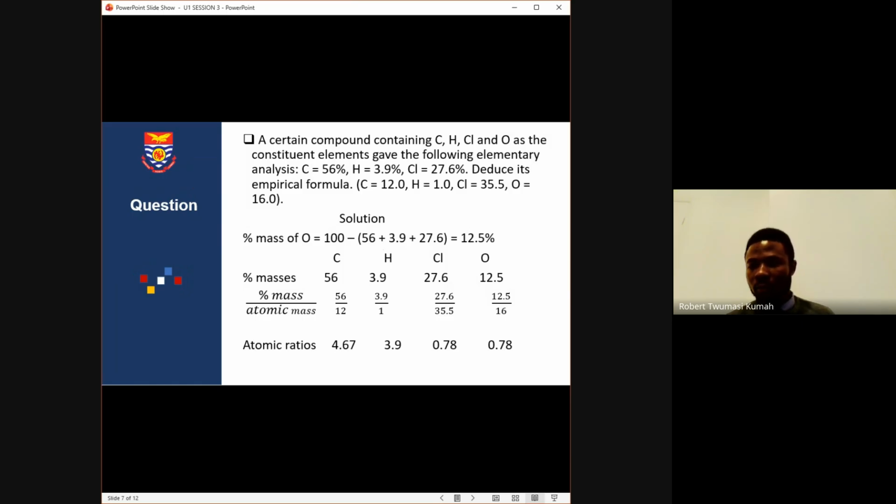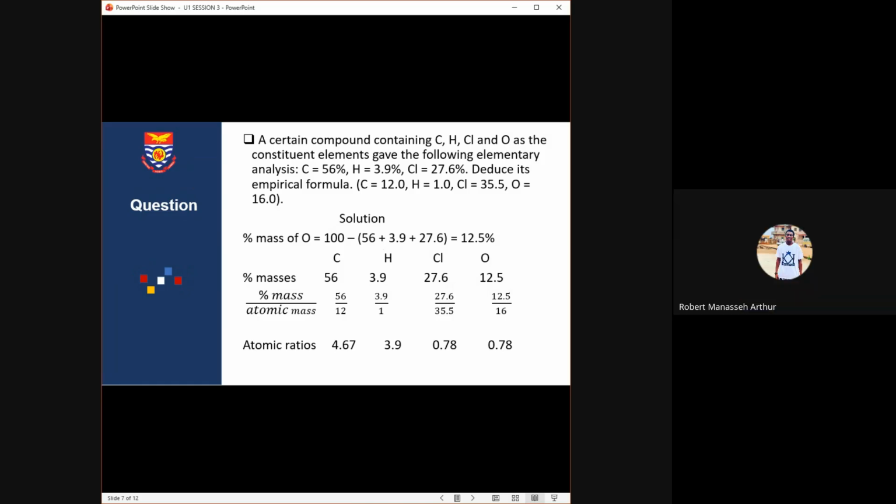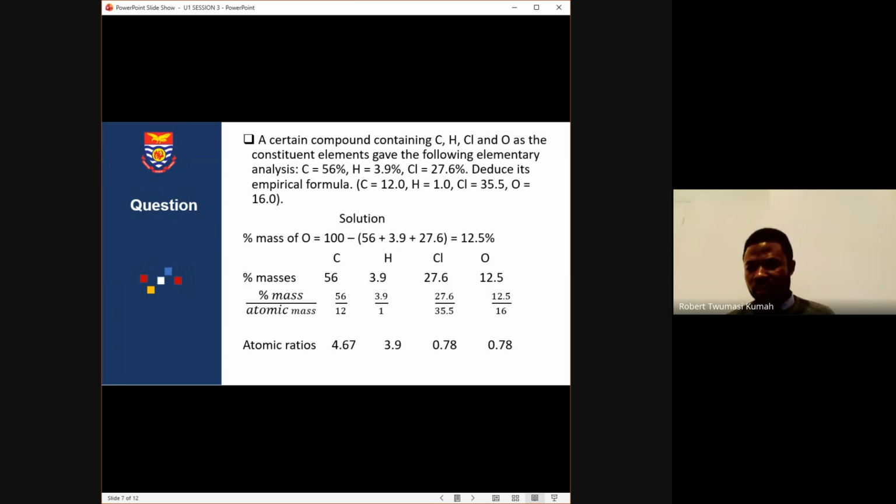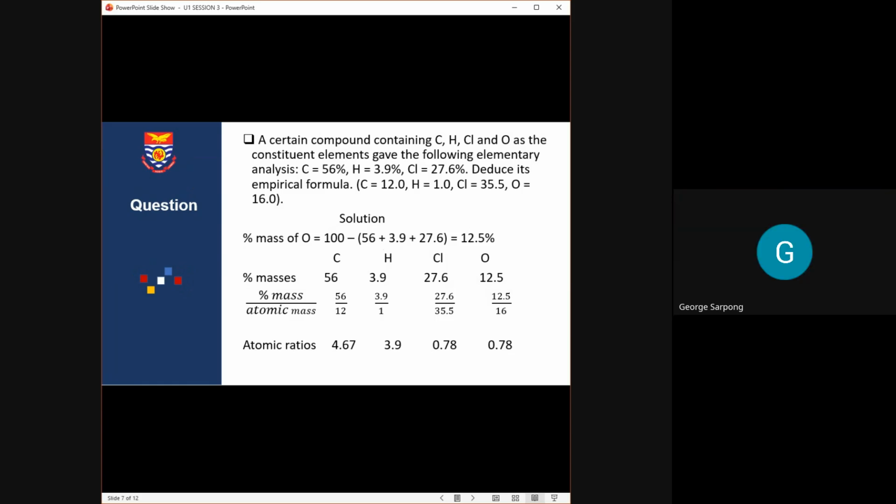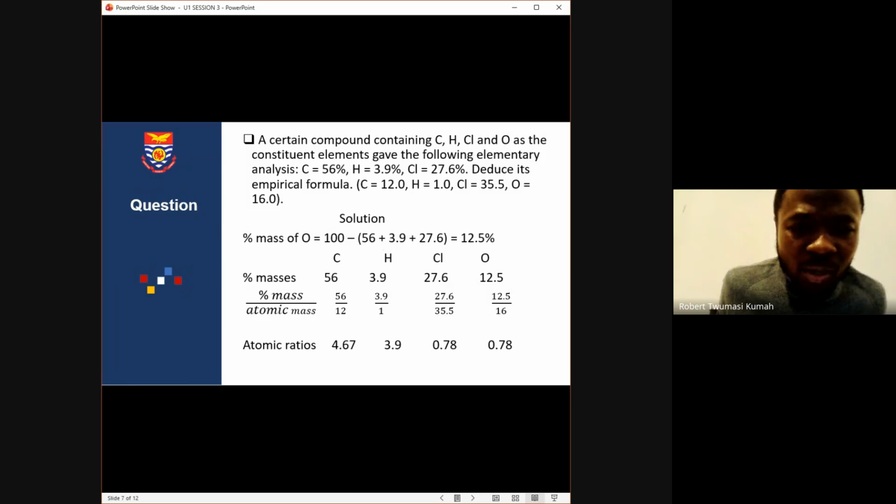Okay, Robert. Please, it is the mass over the molar mass of the substance. Okay, thank you. George, do you agree with Robert? Okay, thank you, Charity. Yes, sir. Okay, so if we all agree, then it is mass over molar mass.